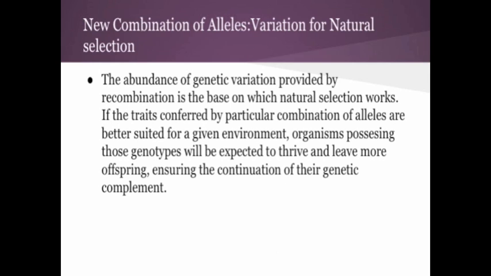New combination of alleles: variation for natural selection. The abundance of genetic variation provided by recombination is the base on which natural selection works. If the traits conferred by a particular combination of alleles are better suited for a given environment, organisms possessing those genotypes will be expected to thrive and leave more offspring, ensuring the continuance of their genetic complement.